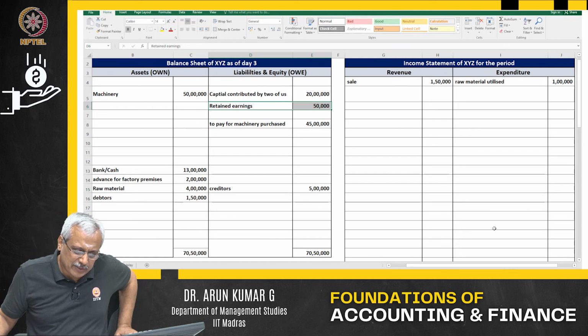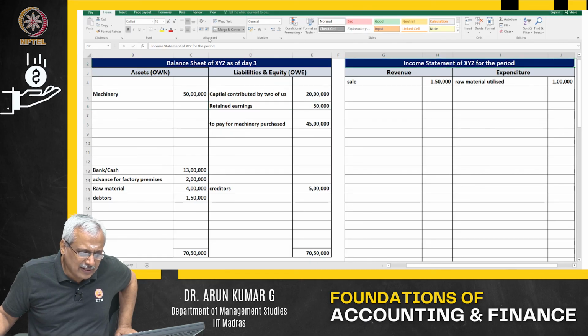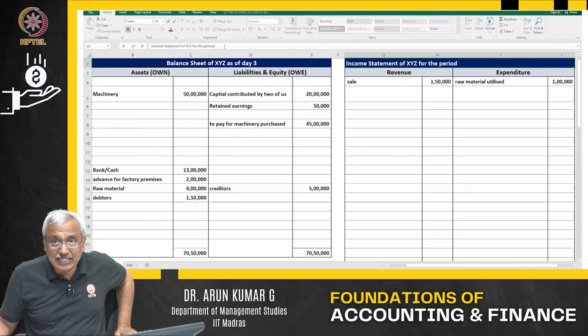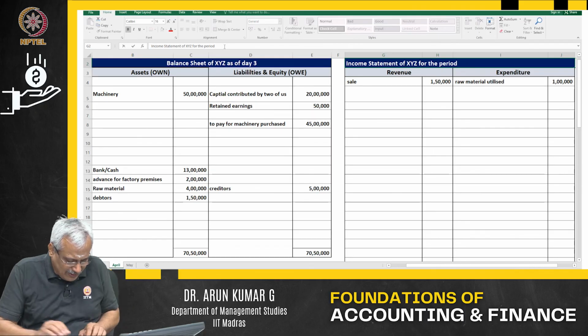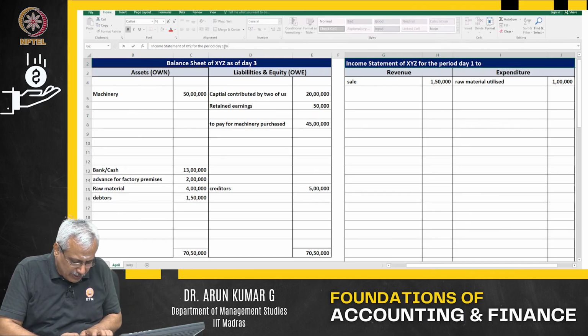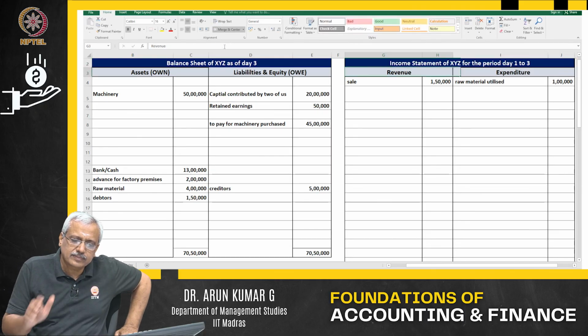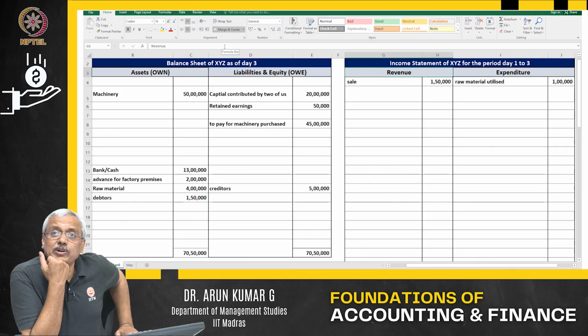The income statement. This is for the period. Let us say I'm not giving any specific date here. Normally a date is given. I will say day 1 to day 3. Now day 4.